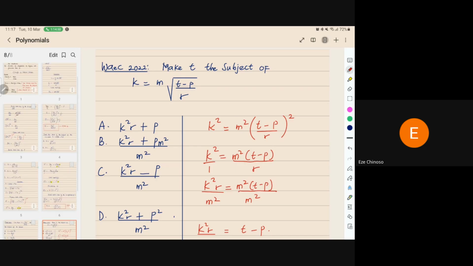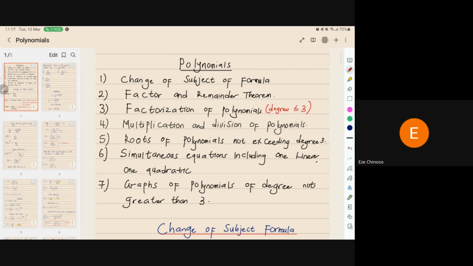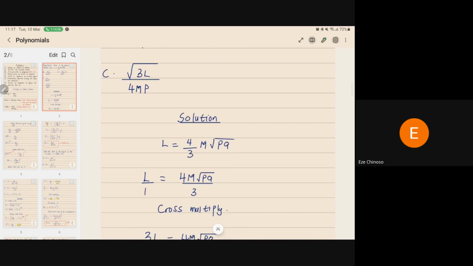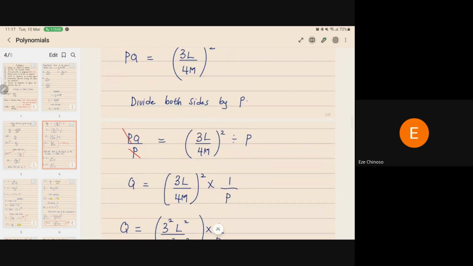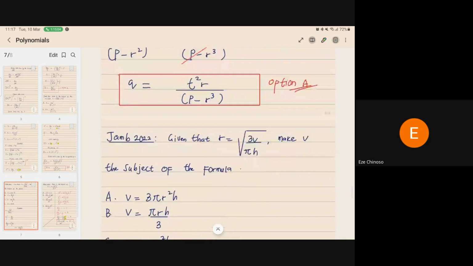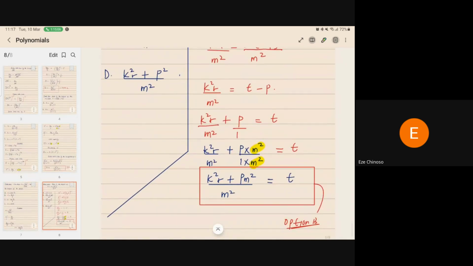So let's quickly go and tick the one we've done now. So we've done change of subject of formula. Let's look at your factor and remainder theorem. Before I talk about factor, I will talk about the remainder theorem first because that will make things quite easier for us.